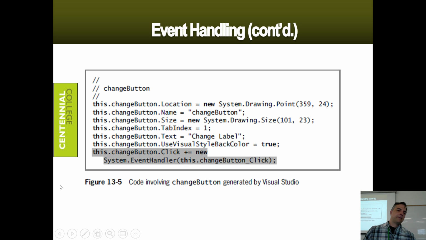So what's happening here is if you see this plus equals new System.EventHandler, we're looking at the System namespace, and we're looking at the EventHandler class. We're passing in a reference to the event handler method that we're using to handle the change button click event. That's what we're doing. But what's really happening here? I'm passing a reference into the EventHandler class, and yet the click event listener is getting that information. So how am I doing that?